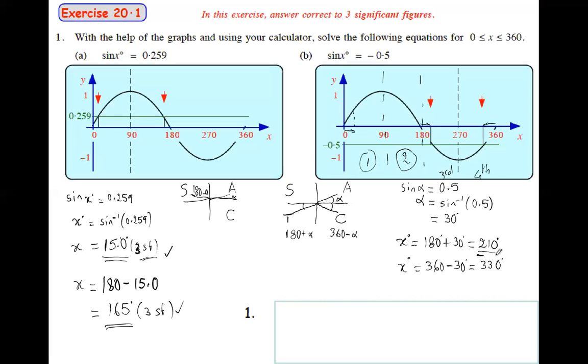So now you know all the tricks about trig equations. So let's see if we've got our answers right. So 15, 165, 210, I should say 15.0, 165, 210, 330. Okay. Again, guys, make sure 3 significant figures. We're good because we've got 3 significant figures.